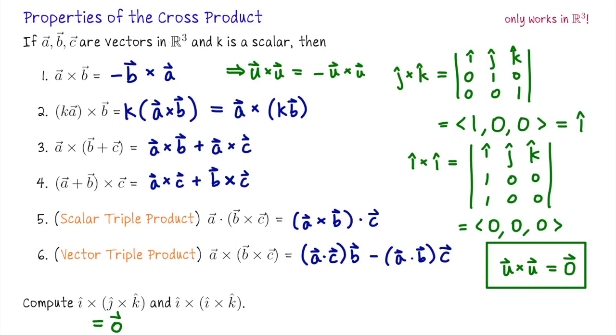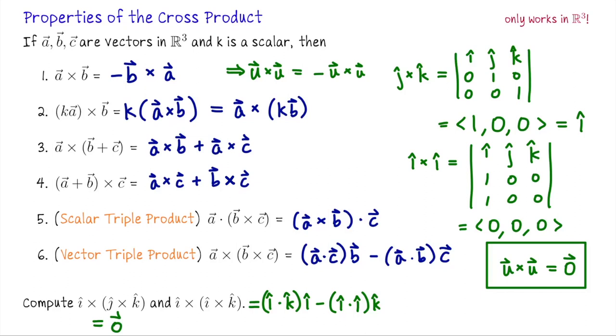Okay, for the second example I put down at the bottom, I cross the cross product of I and K, let's try the vector triple product again. You could just do this manually, but let me try using property number 6. This is going to be I dot K times I, minus I dot I times K.